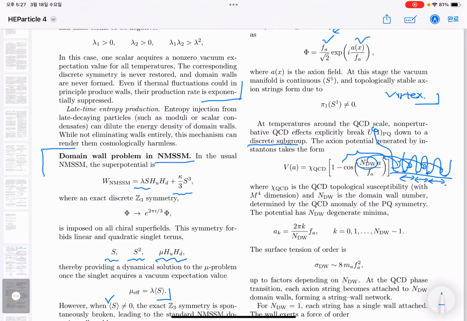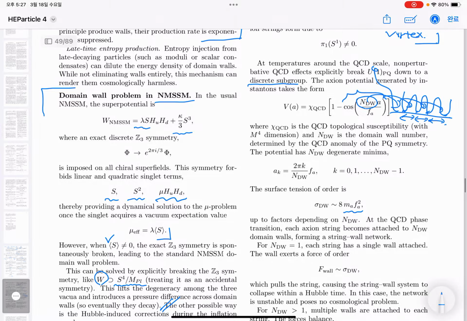So the potential has N_DW degenerate minima, and these degenerate vacua make the domain wall, and the surface tension is of the order of the axion mass times the axion decay constant squared. So the problem is that the axion can make the domain wall.